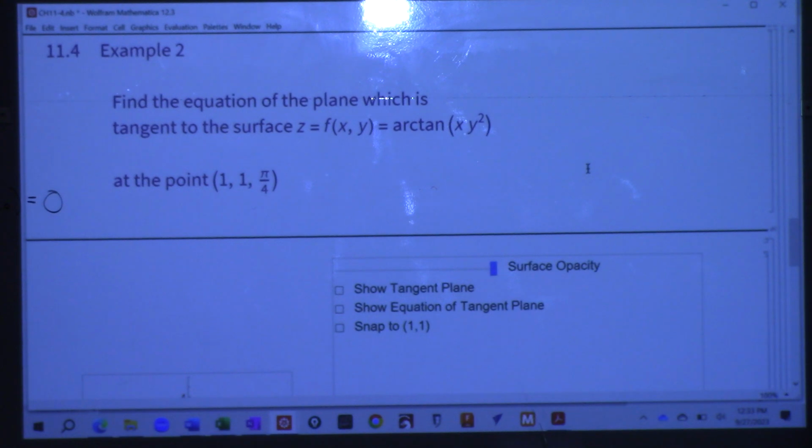Anybody having trouble? I can come and help you with the derivative. Start with your partial. Okay.